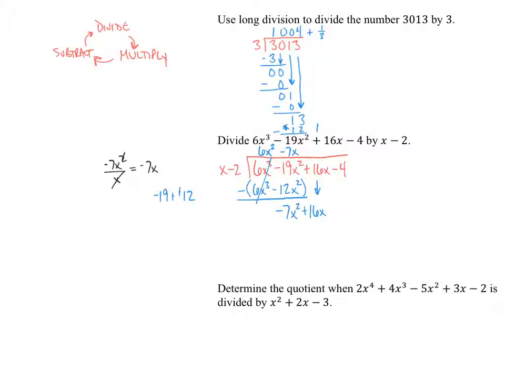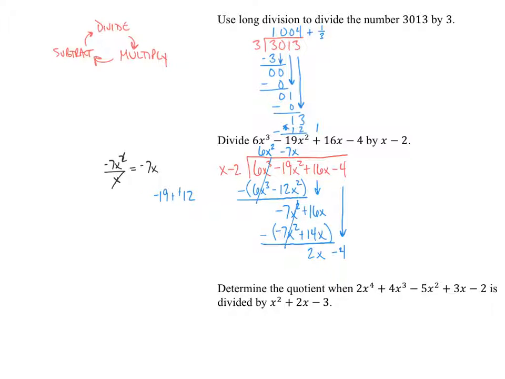And now I multiply my negative 7x by x minus 2. So I should have negative 7x squared plus 14x, and now we subtract. These will cancel if we've done our job correctly, and 16 minus 14 is 2x. Bring down the next term.